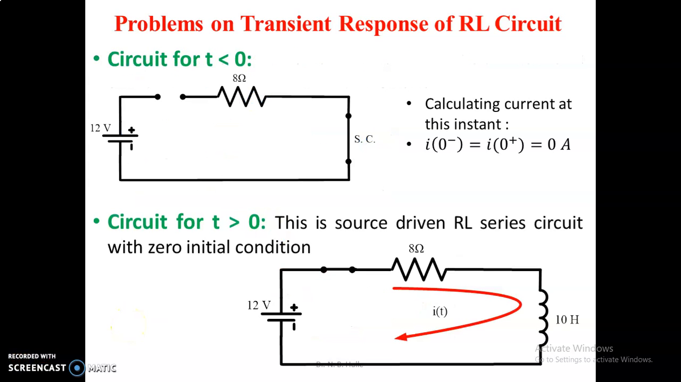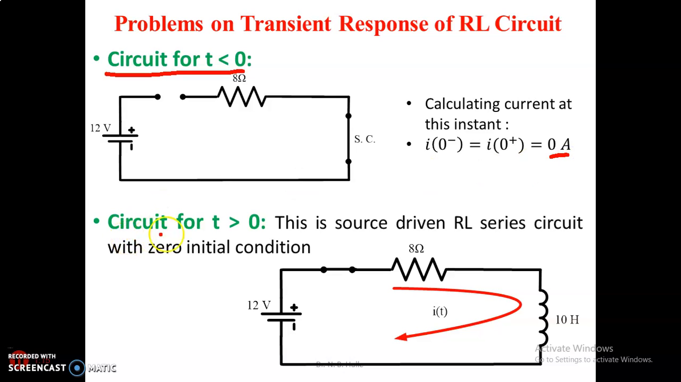Here, the first part is the circuit for t less than 0. The switch was open, and the inductor will be a short circuit. If the switch is open, the current flowing through the circuit will be 0. Therefore, I of 0 minus is equal to I of 0 plus, which is equal to 0 amperes. That is, 0 is the initial condition in this case.